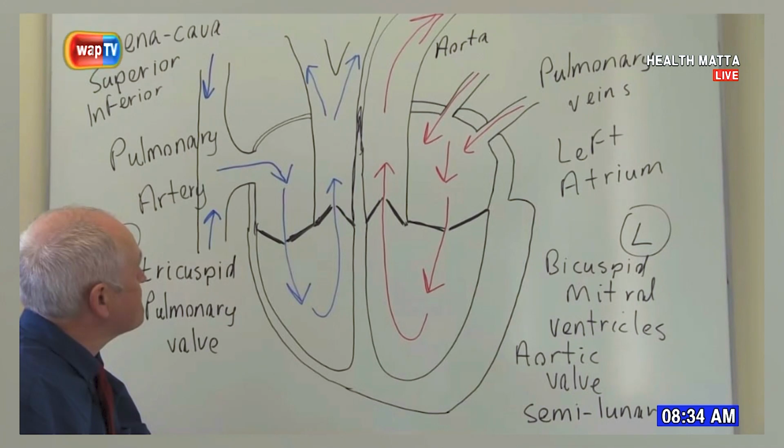On the left, there is a valve that connects the left atrium to the left ventricle. That valve is called the mitral valve or bicuspid valve. It usually has 2 cusps that open in one way. When the blood drops into the ventricle, the blood will leave the heart through another valve called the aortic valve, or semilunar valve.